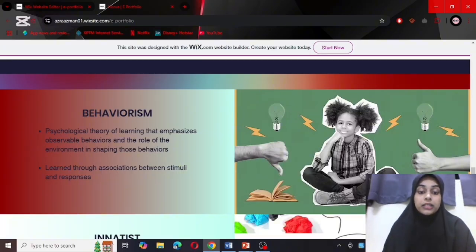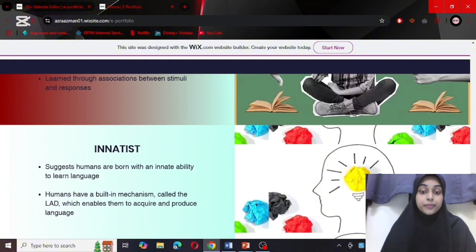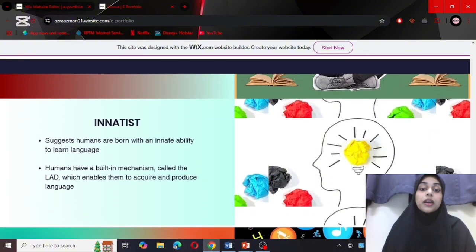And the next one is innatism. Innatism offers a different perspective. This theory suggests that humans are born with a natural ability to learn language. Innatists also believe that humans have an innate mechanism for language learning, often referred to as the language acquisition device, LAD. This mechanism allows us to understand and produce language even with limited exposure. For example, think about how young children learn to speak. Even without formal lessons, they pick up grammar and vocabulary simply by being exposed to the language in their environment. So that's what it means by innatist.